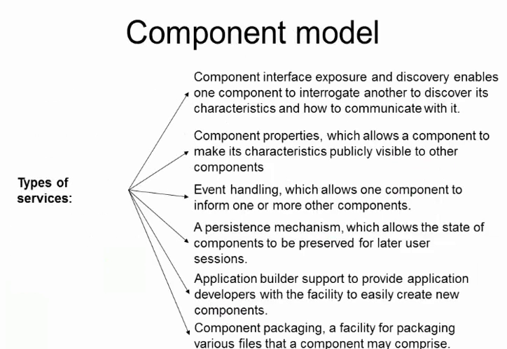So, component interfaces. They all have interfaces on the outside. They've got specific ones that allow you to say, "Hey, what do you do?" So let's talk about exposure and discovery. One component can interrogate another one and say, "Who are you? How do I talk to you? What are your characteristics?" Again, the properties allow a component to make its characteristics publicly visible. It says, "Yep, this is what I do." You have event handling. If something blows up, it can tell anybody that's talking to it that there's been an issue and that you need to be aware that something's gone wrong.